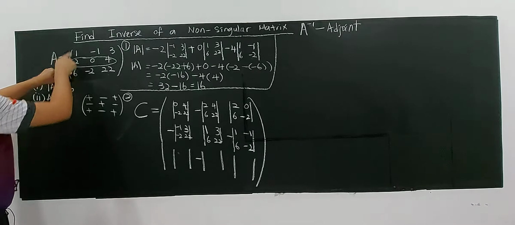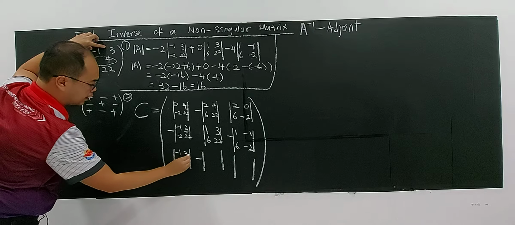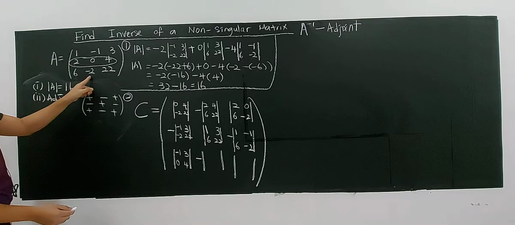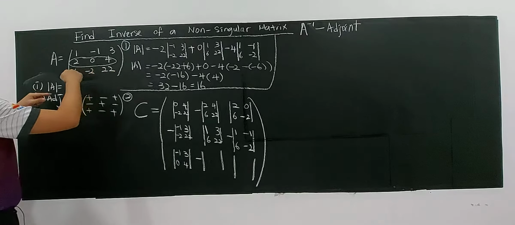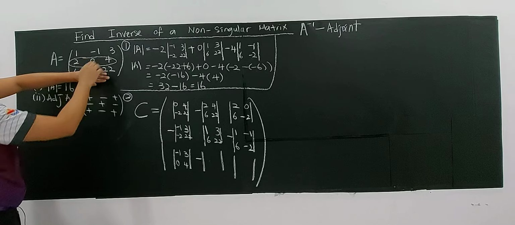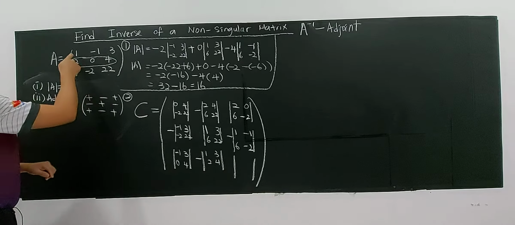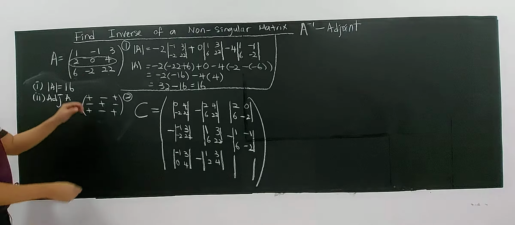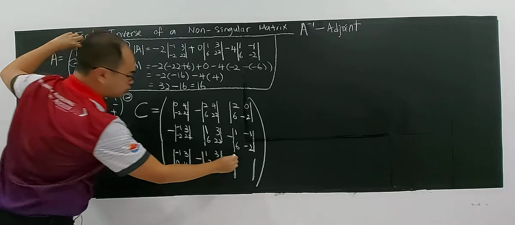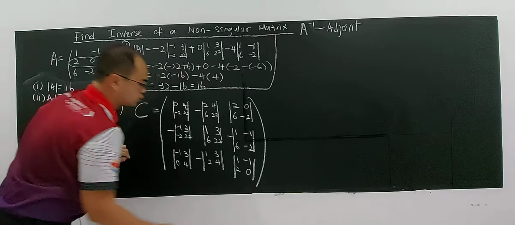Location for 6. So delete the row and column. Negative 1, 3, 0 and 4. And for negative 2, you delete the row and the column, you have 1, 3, 2, 4, right? So follow the last one, the minor for 22: 1, negative 1, 2, 0, right?